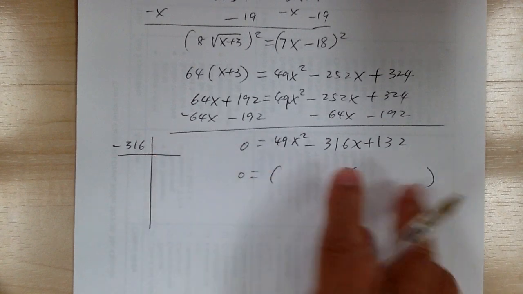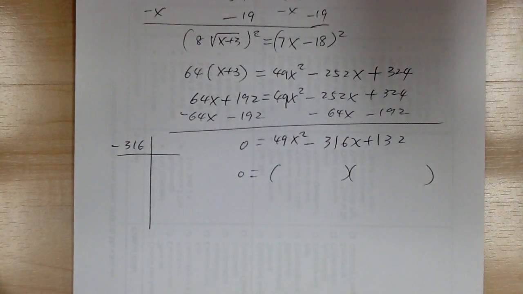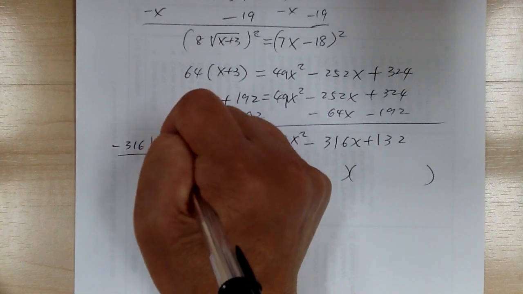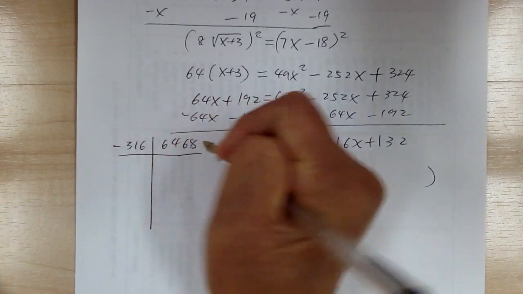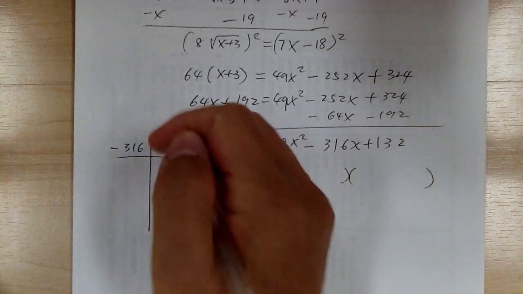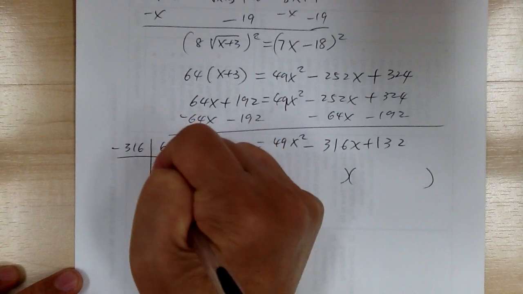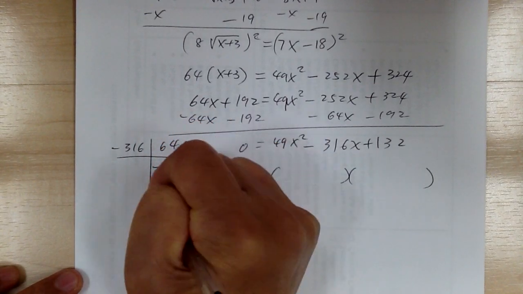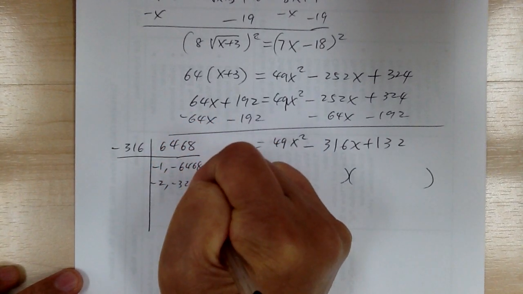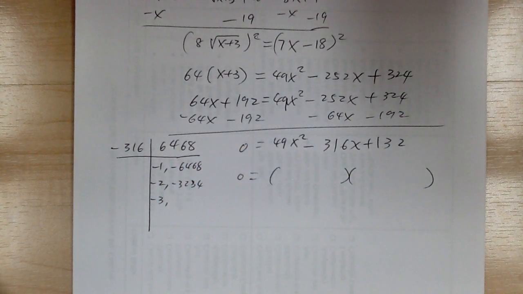You have to use a master product. You have to multiply these two numbers together. So you got 49 times 132, which is 6468. Now to find the correct combination, you just keep going. You have to use both negative to get a negative, right? So -1, -6468, -2, -3234, -3. Would it work?